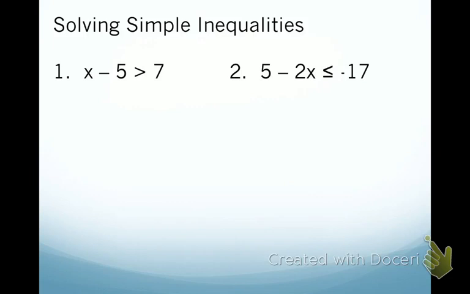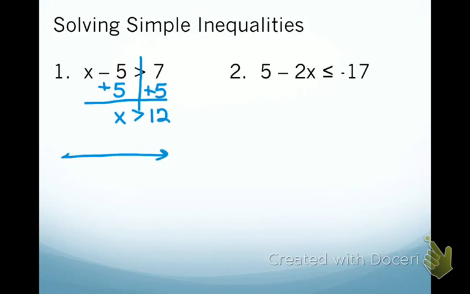So the first thing that we need to be able to do is to solve a simple inequality. That just means solve it just like if it was an equation. We want to just pretend that that's an equal sign, and then usually you're going to have to graph after this. Looking at number 1. This is a greater than symbol, and this is where we're going to do our work. If I want the x by itself, that means I'm going to add 5 to both sides. And so we are left with x is greater than 12. That's it. That would be our answer.